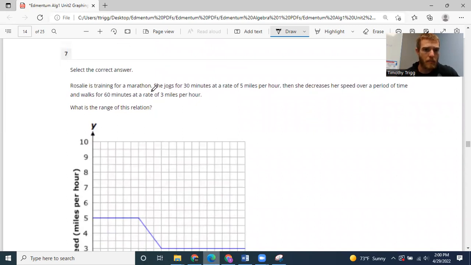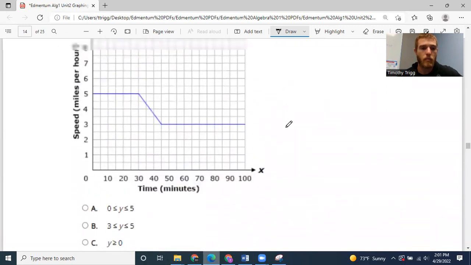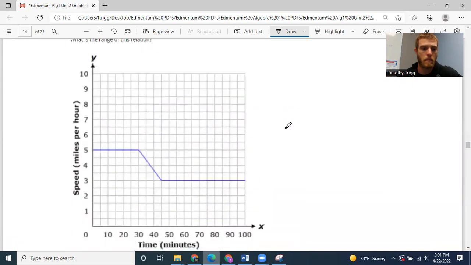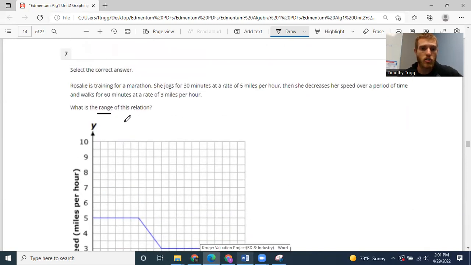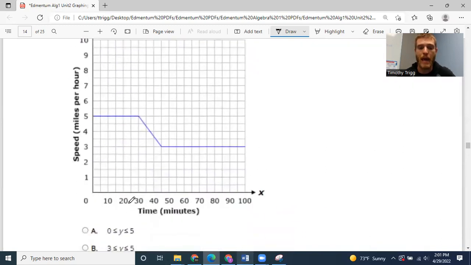Rosalie is training for a marathon. She jogs for 30 minutes at a rate of 5 miles per hour. Then she decreases her speed over a period of time and walks for 60 minutes at a rate of 3 miles per hour. What is the range of this relation? Okay. So here we can see, here's our speed versus time. So for the range, you're going to look at the y values.